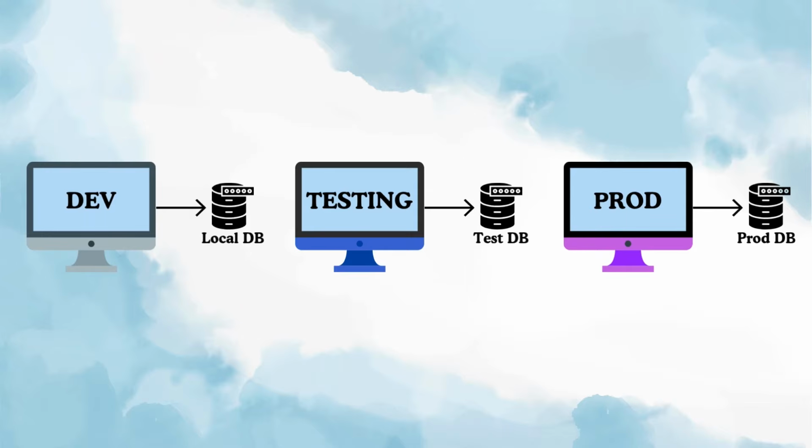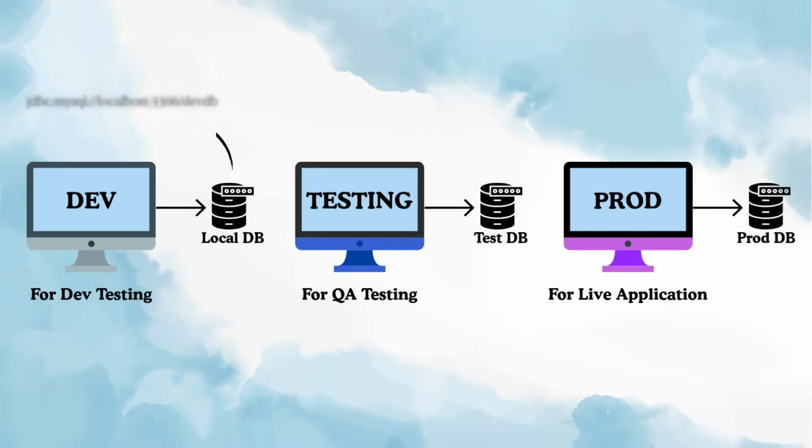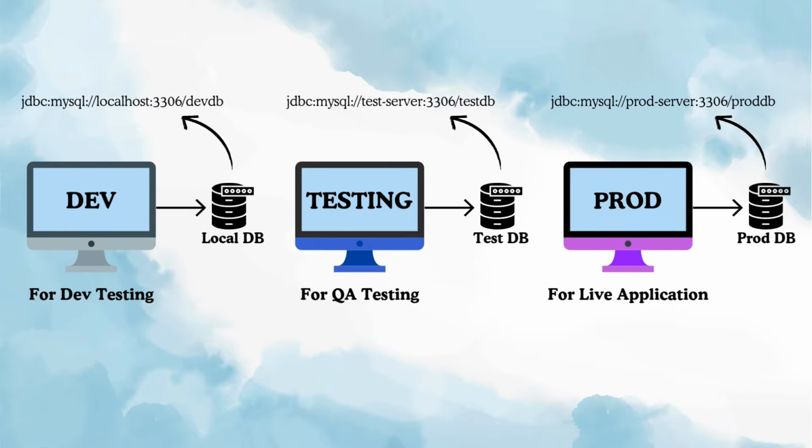So let's say there are three environments: a dev environment where you test things while you build them, a testing environment where the QA team verifies your code, and finally a production environment where the live application runs. Now, these environments have separate databases with different URLs. For example, in dev, the URL might be something like this. In testing, it could be this. And in production, it might be this.